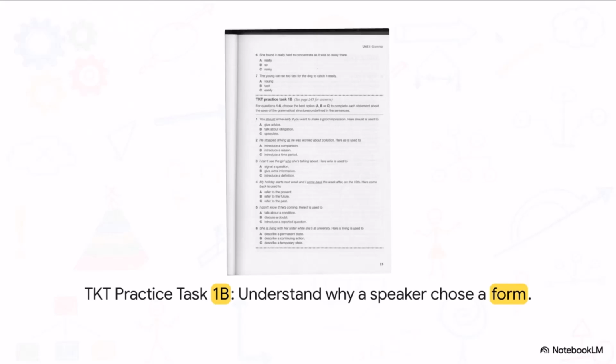Notice the big shift here. We aren't looking at form or function anymore. We are looking at use. Take question 1. Why is the word should used in the sentence? You should arrive early if you want to make a good impression. Is it to give advice, talk about obligation, or speculate? It's to give advice, for sure.